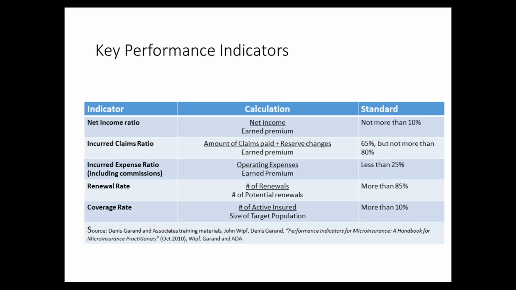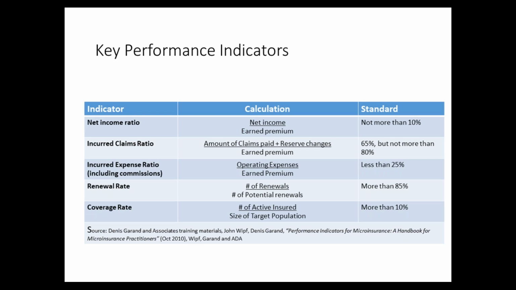So these key indicators look at the key things. The first one is a net income ratio, where you're looking at the company or the organization that's putting this on has to actually make money. And this follows insurance theory. If you don't make a little bit of money, you're going to be destined to failure eventually. So it's important to make some money. The issue is how much money you make. And we're saying you shouldn't make more than 10% of premium. The next issue is incurred claims ratio. How much are you paying back to your clients?